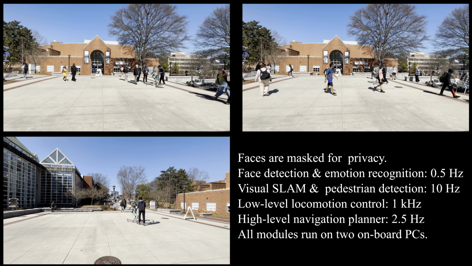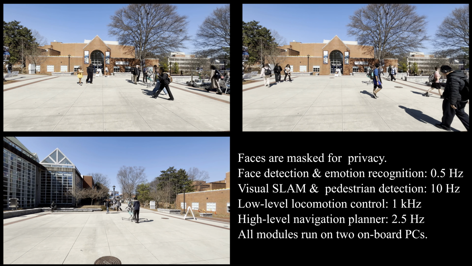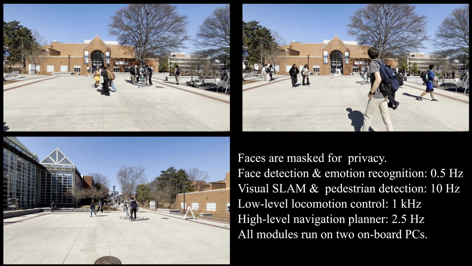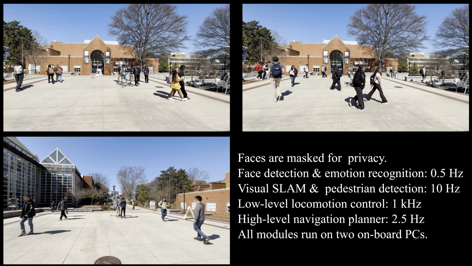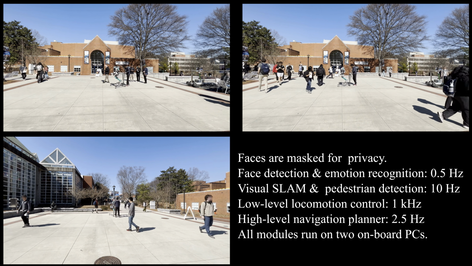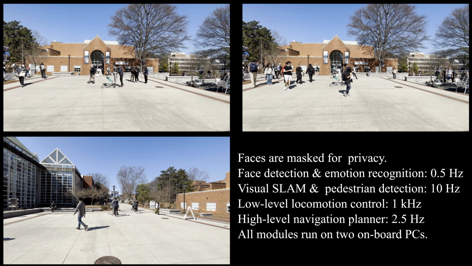Finally, we deploy our navigation policy into more realistic environments, like the campus after classes. Pedestrians are more crowded, and interactions are more complicated. The bipedal robot can still achieve the emotion-aware social navigation task.